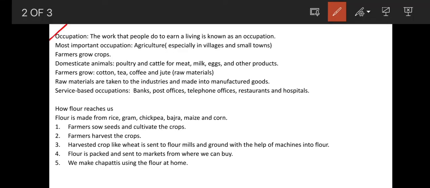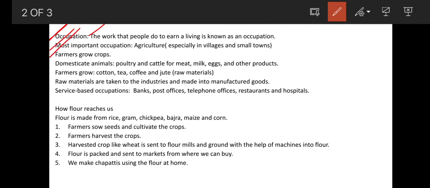Occupation. What do you mean by occupation? The work that people do to earn a living is known as an occupation. It means that whatever work people do to earn a living, means to get money, people work. That work is known as an occupation.